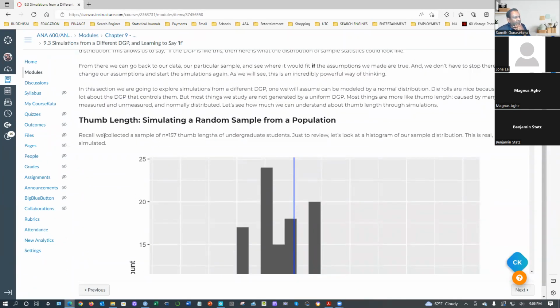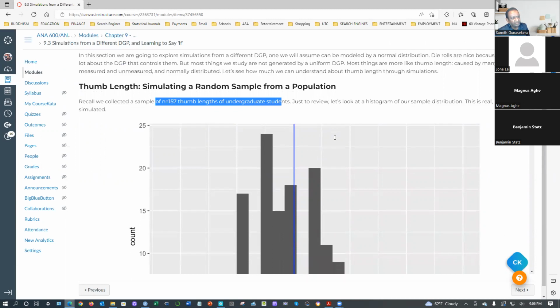Recall we collected a sample of some length from undergraduate students. Just to overview, look at the histogram of the sample distribution. This is real, not simulated. It's based on our data. Now what we are going to do is simulate. I'm in the simulation process.